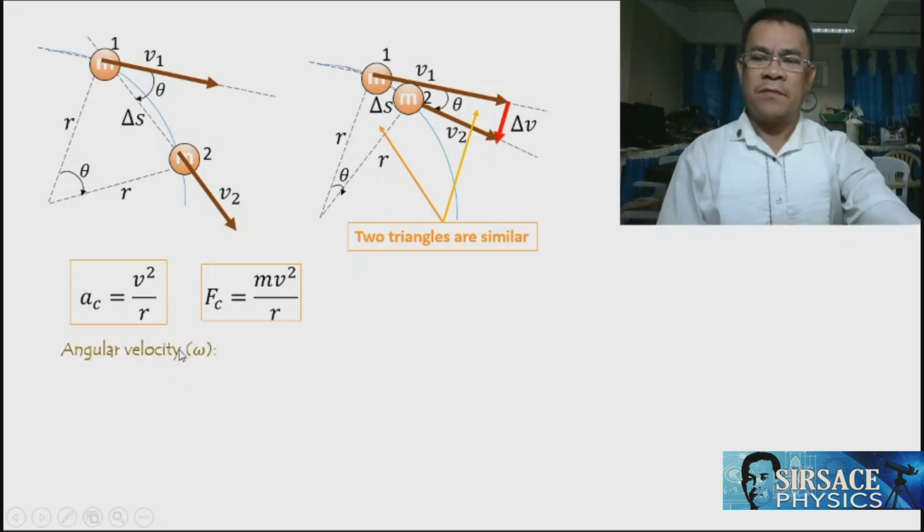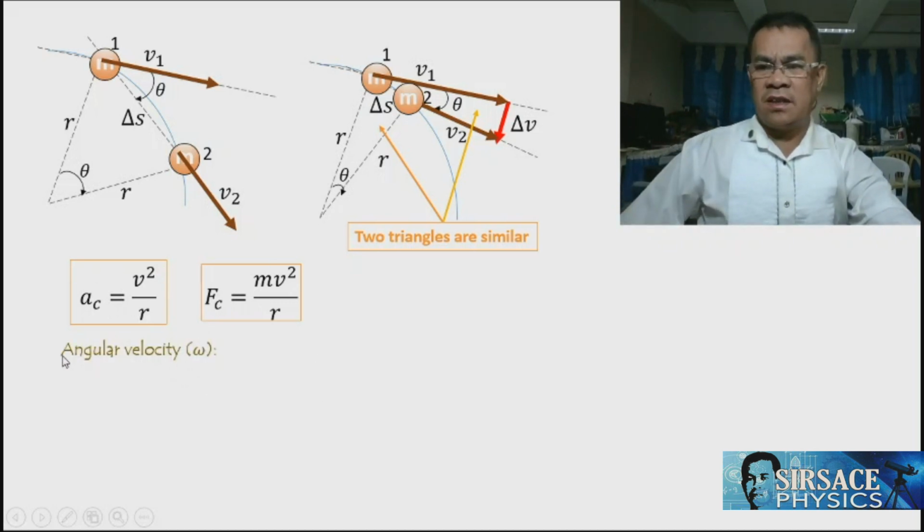Now, we will engage the angular velocity. Why? Because angular velocity, with the symbol omega, is important in the curve. We are talking about how much the angle changes for every unit of time. So we call that the angular velocity.